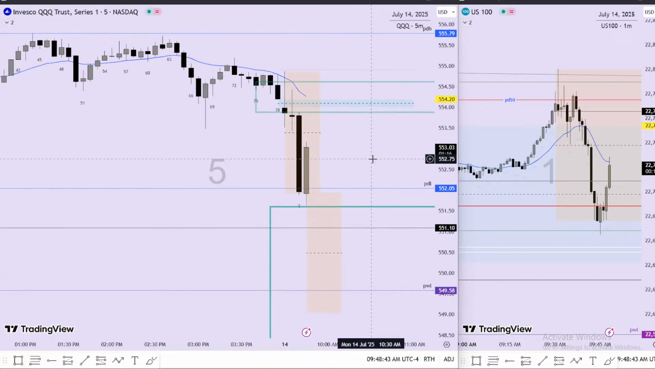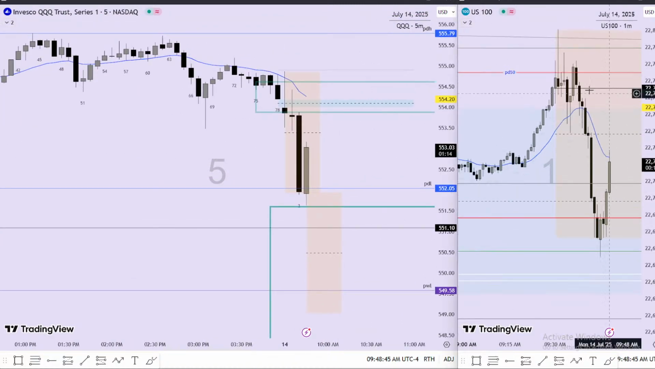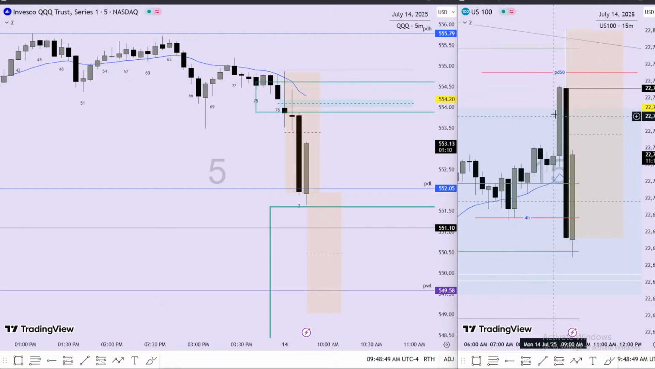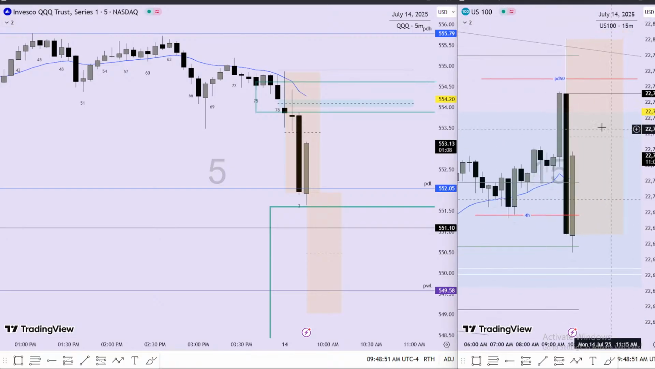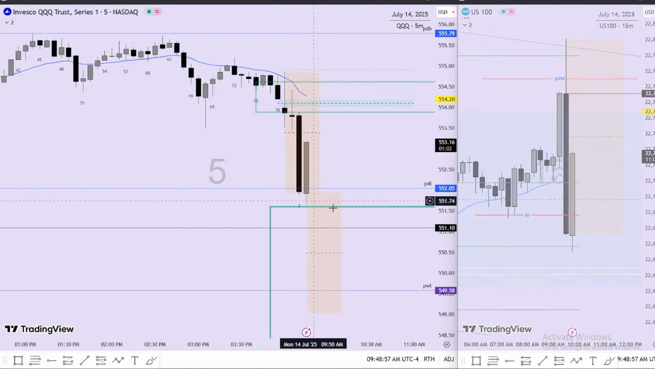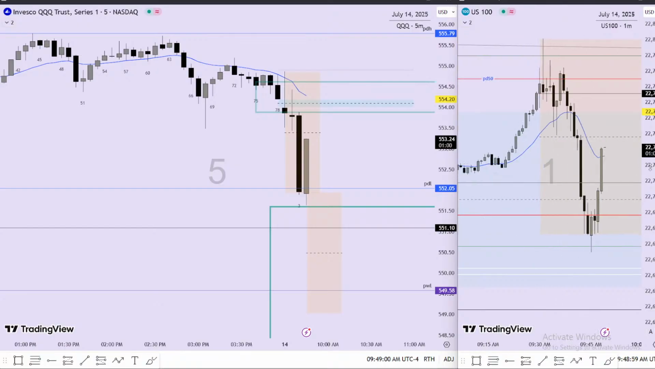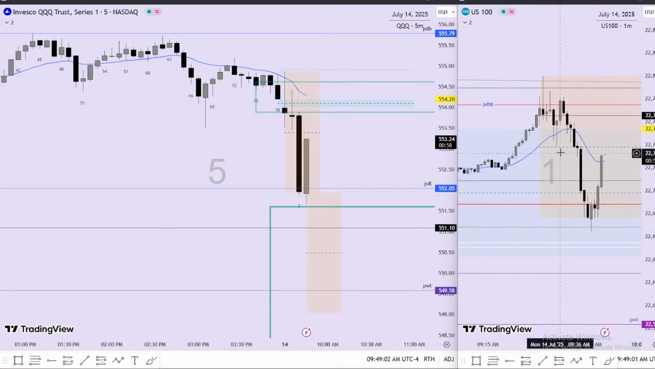So is the trade still valid? I don't know. The only thing I know is if I get a closing below on a 1 minute below the range, then I would have to execute it, aiming for at least half of this range, which is 76 points.